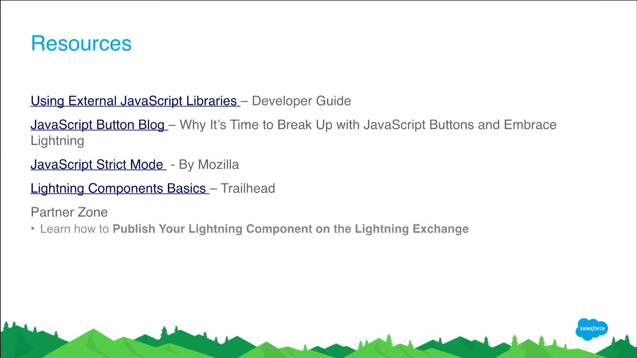All right, so these are the resources I promised. Some things to help you get started. We have a developer guide on using external JavaScript with components. That's great. I also put the link from Mozilla on JavaScript strict mode to help you get to know about it a little bit more. We have a Trailhead on Lightning components, so if you haven't built a component before, definitely check that out. And one thing as an ISV to add is Partner Zone. So make sure you go check that out.